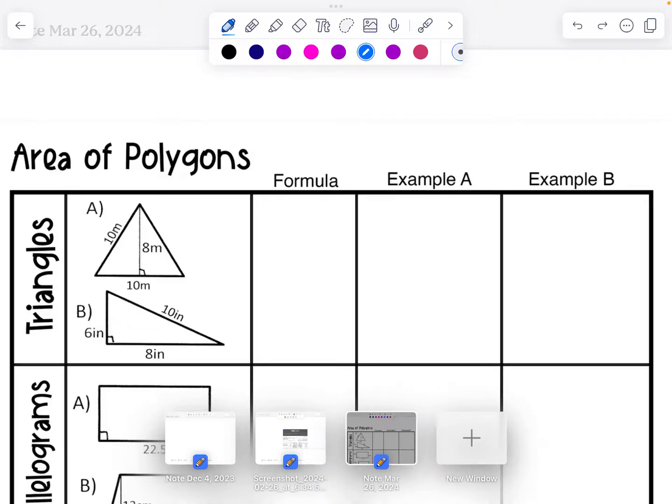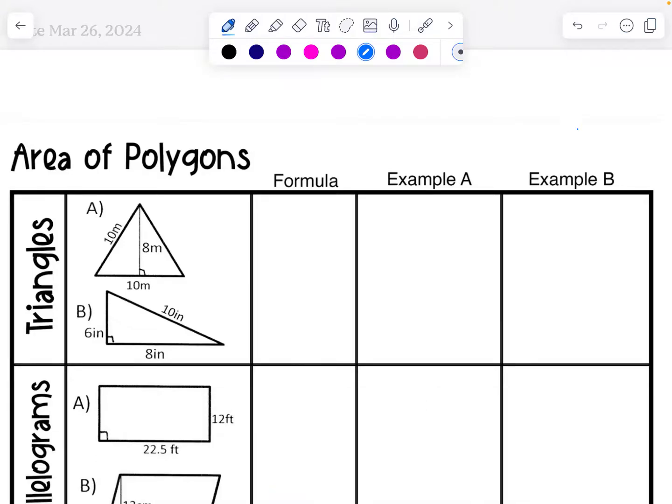Today we're going to be reviewing area of polygons. These are things that you probably learned in elementary school, but we're just going to make sure that everybody remembers how to do them. So first up is area of triangles. The formula is half of the base times the height.